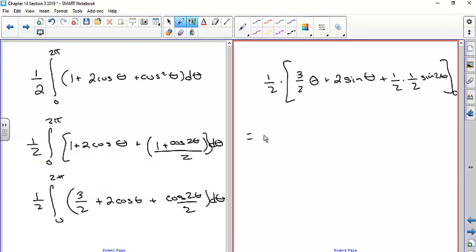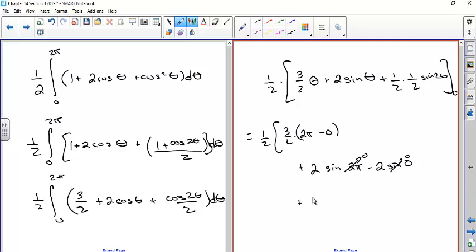So we get 1/2 times 3/2 times 2 pi. I'm going to go ahead and do the 2 limits. 2 pi minus 0. Then we get 2 times the sine of 2 pi minus 2 times the sine of 0. And those are 0. Sine of 2 pi is 0. Sine of 0 is 0.